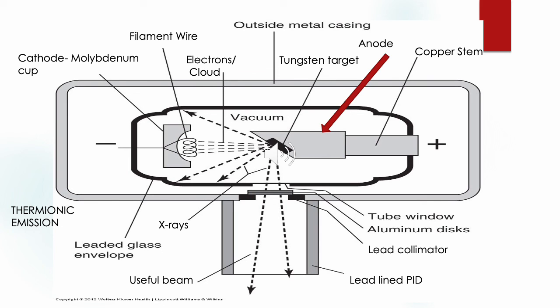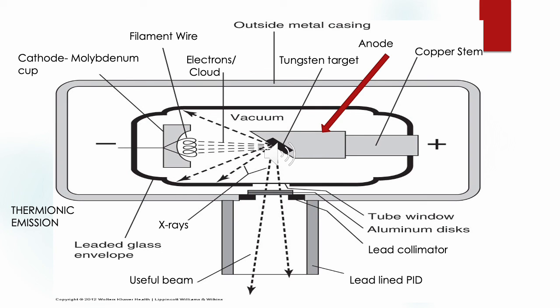When electricity from the wall comes into our X-ray unit, the current is directed from a filament circuit and the step-down transformer. Our filament circuit is using 3 to 5 volts to heat the tungsten filament in the cathode. This is called thermionic emission. You can just picture a bunch of electrons in a cloud. The electrons will stay in that electron cloud until the high voltage circuit is activated and the exposure button is pushed. The molybdenum cup in the cathode focuses the electrons towards the tungsten target in the anode.